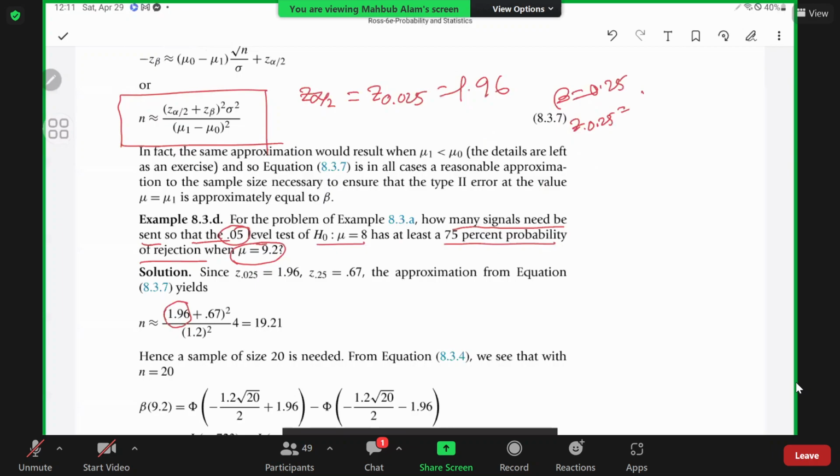Okay, this is all about hypothesis testing when you have a normal population and the variance is known. Any question here?